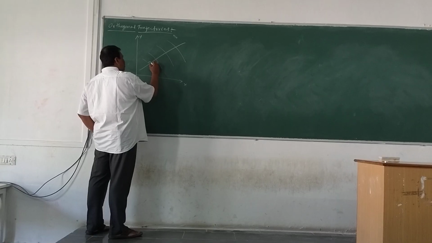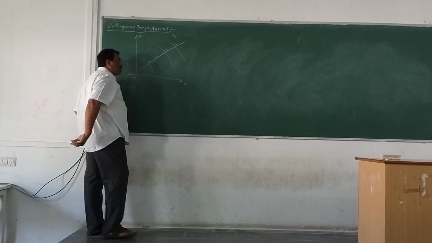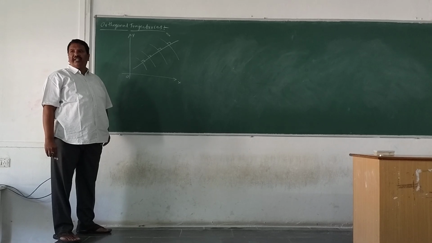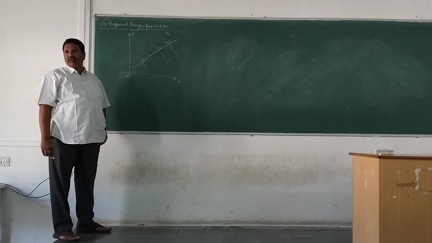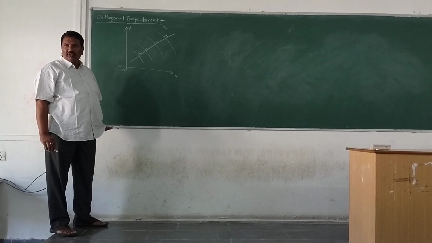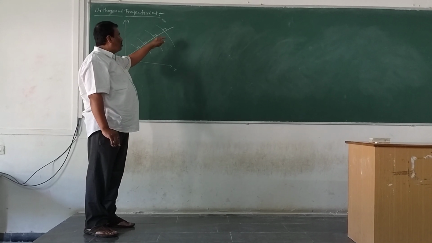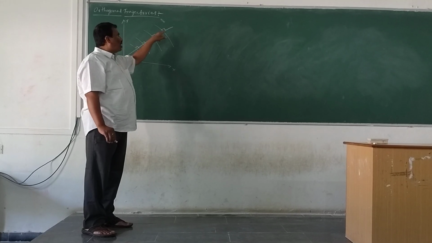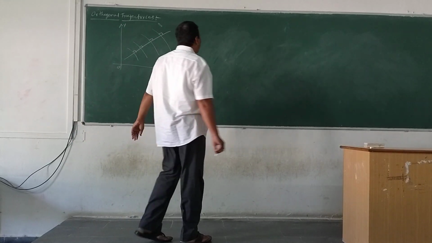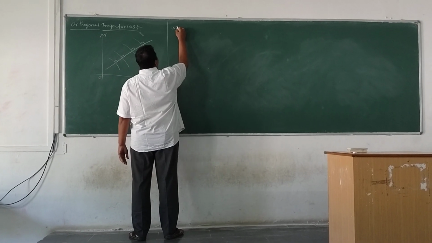with 90 degrees. The family of curves which cuts the curve at right angle, with 90 degrees, is called orthogonal trajectories. These are the family of curves which cut a curve at right angle with 90 degrees. Now, the working rule.